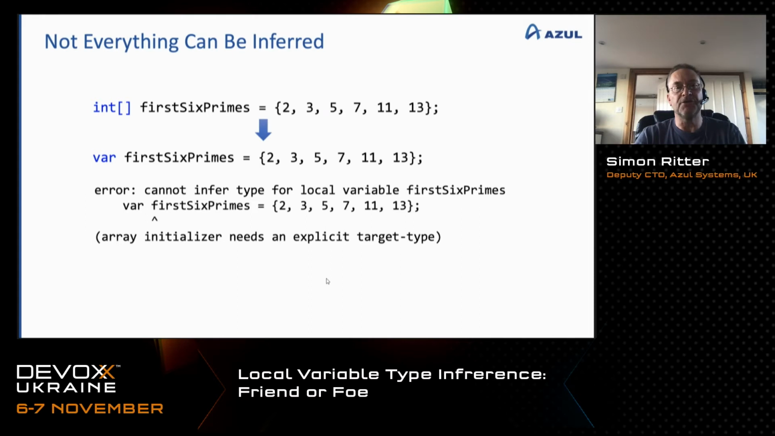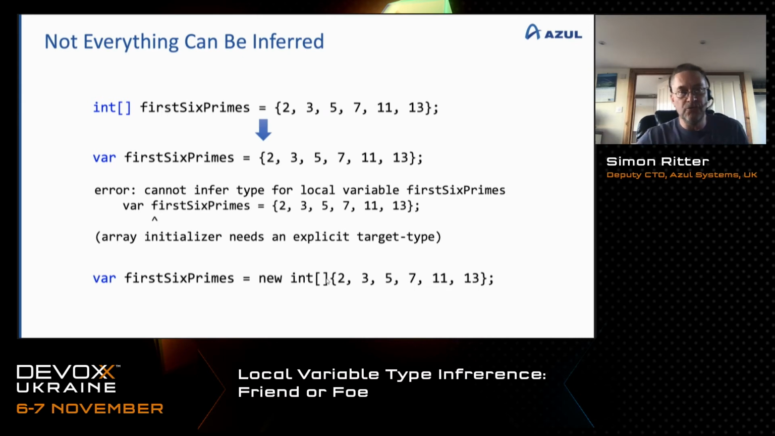So the problem is, you see, that in the case of our first 6 primes, yes, we could infer that it's an array of ints, but that's not the only thing that we could infer from that. We could technically infer it's an array of doubles. We could infer it's an array of integer wrapper class objects. And so that's one of the problems that we have. So the compiler at this point will reject it and say, I can't make an absolute deterministic idea of what the type is, so I won't allow that to pass.